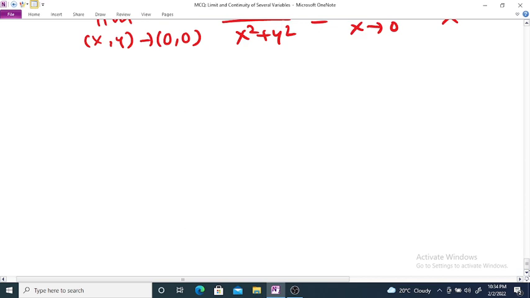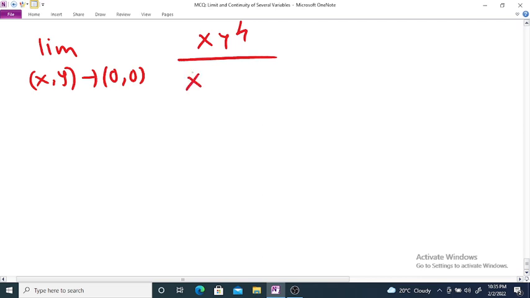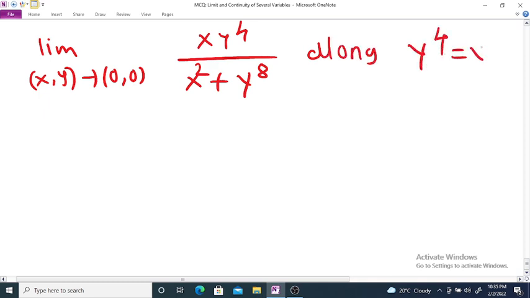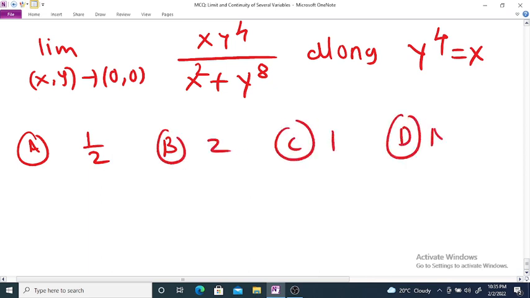Now next, find the limit (x,y) tends to (0,0) of x y raised to 4 divided by x square plus y raised to 8 along the path y raised to 4 is equal to x, and the options are given. A is equal to 1 by 2, B is equal to 2, C is equal to 1, and D is equal to none of these.